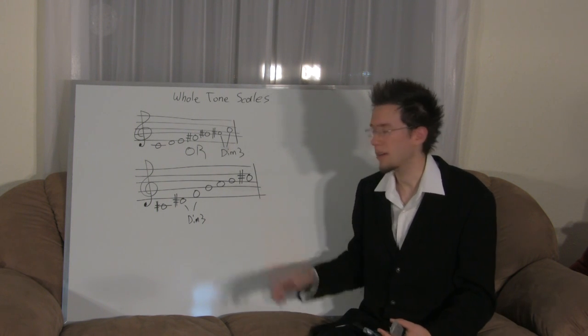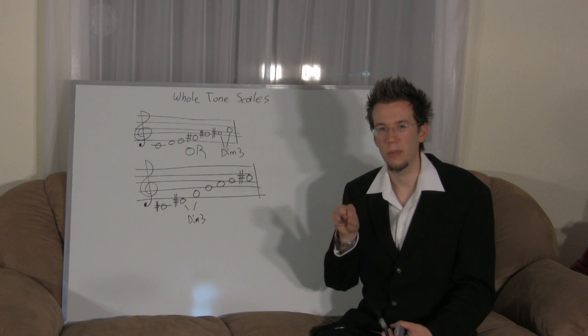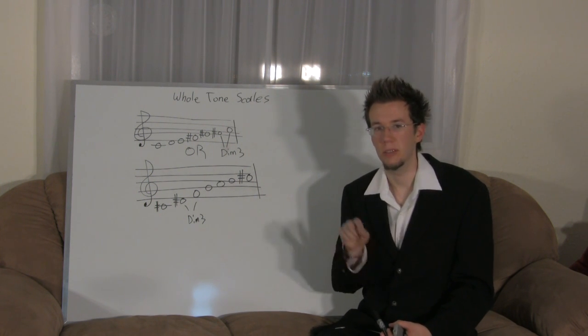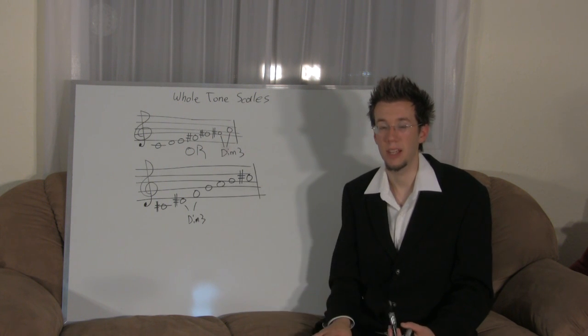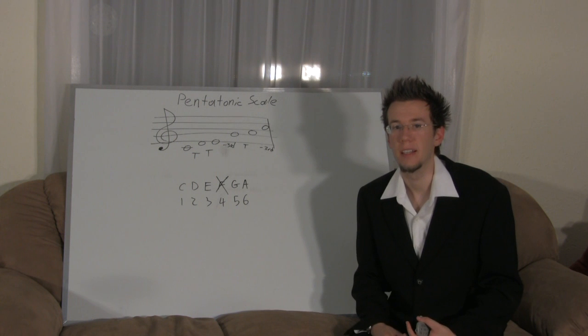So if you try playing that out on the piano, you'll see what it's like. Just try to go from one key, like one octave, to another, and don't play any semitones. Just play whole tones every way. Okay, guys. Now the next thing we're going to look at is the pentatonic scale.